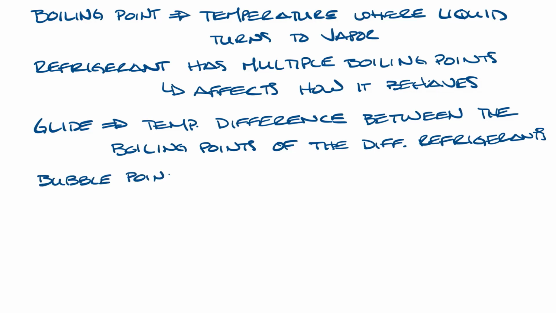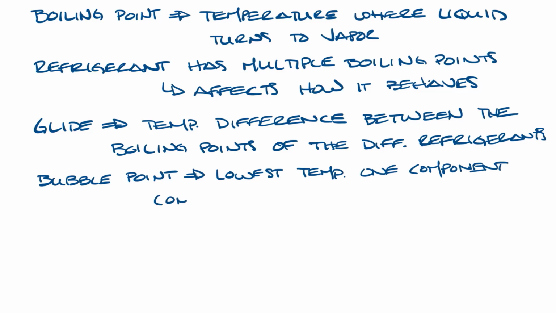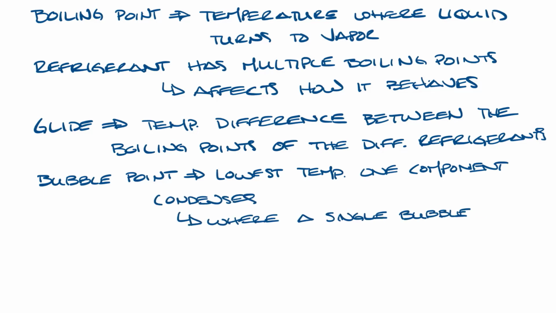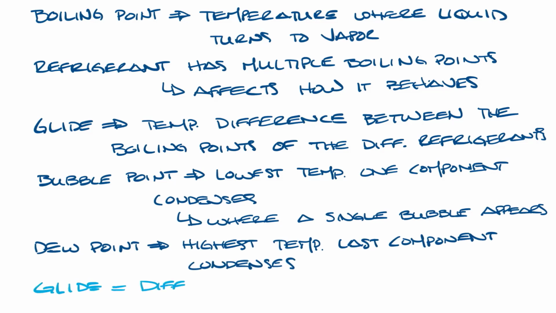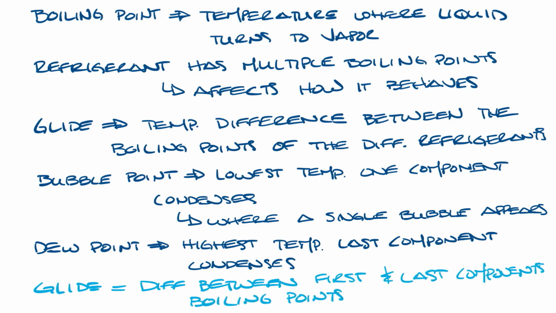The bubble point is the lowest temperature at which one of the components condenses or boils. This is the temperature where a single bubble will appear in the refrigerant as it starts to boil. The dew point is the highest temperature in which another component condenses or boils. Glide is the difference between the boiling points of the first and last components in the blend. It's the difference between the starting and ending temperatures of the refrigerant's phase change within a system at a constant pressure. Let's make more room again.